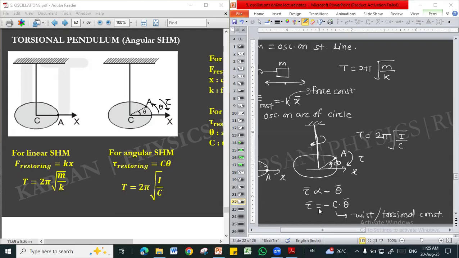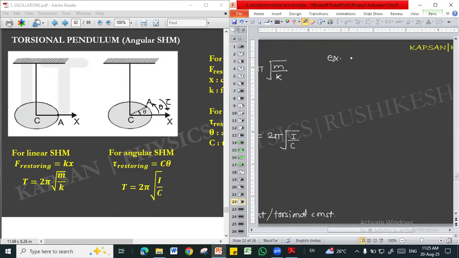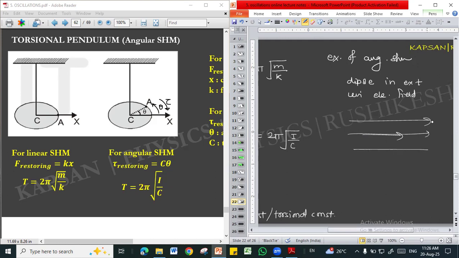Okay, now example of angular SHM. Consider a dipole, magnetic or electric, doesn't matter, in an external uniform electric or magnetic field. Let's say we have an external uniform electric field here. So let's say this is our electric dipole, and right now it is parallel to the electric field.